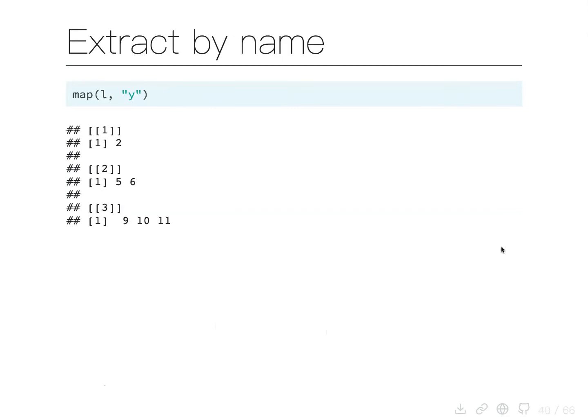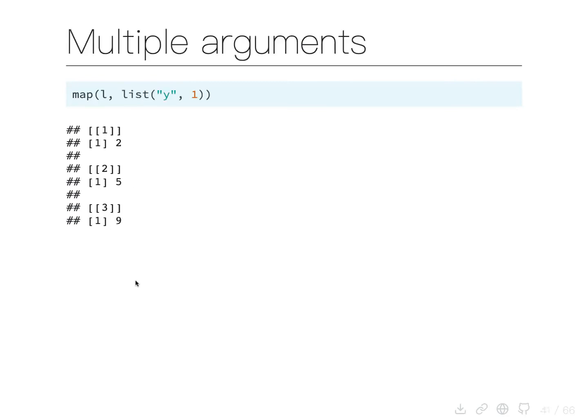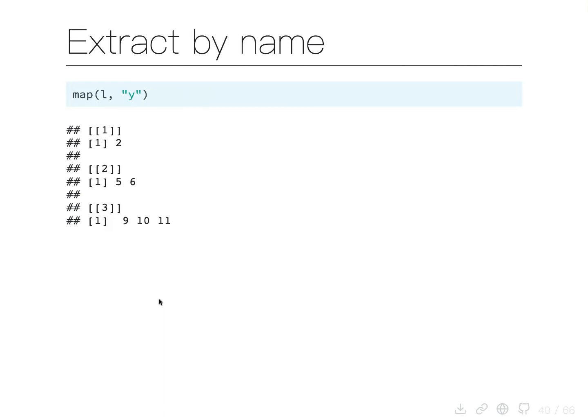You can also with purrr extract by the name in a very similar way. So I'm going to loop through L and I'm going to pull y, right? y was that third element in the list. The first was unnamed, the second one was x, and the third one was y. And y was there for all of them, so we get this back in response: 2, 5, 5, 6, and 9, 10, 11. This is sort of strange, but kind of nice.